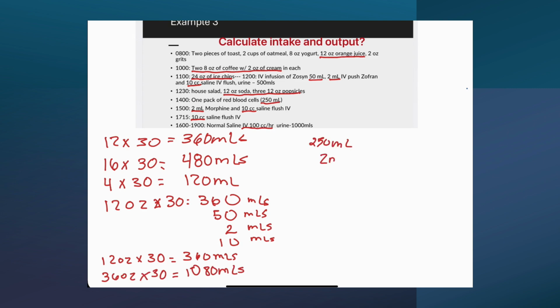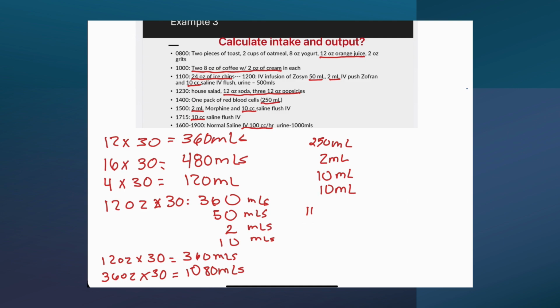All right, so next we have the packed blood cells, so that's 250 mLs. And then we have 2 mLs of morphine, 10 mLs of flush. So remember, cc and mLs is the same thing. We have another 10 cc flush. All right, and then from 1600 to 1900, which is 3 hours, the patient had an IV infusion of normal saline going at 100. So we're going to take 100 times 3, and we're going to get 300. All right, so we're going to add all these mLs up together, and we should get 3,394 mLs. So this is considered the patient's intake.